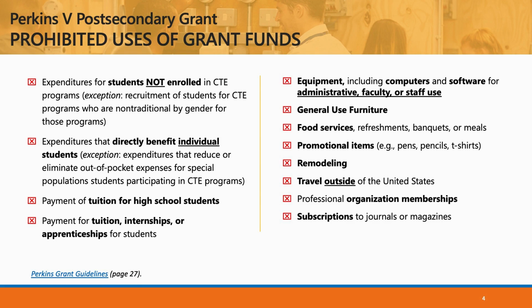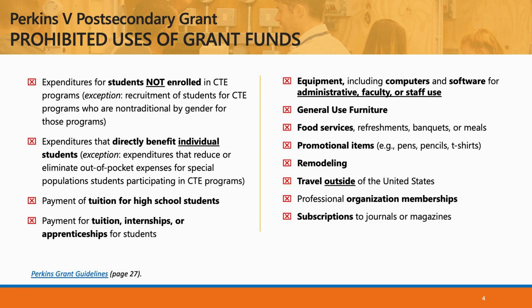Perkins 5 is also very specific about what expenses cannot receive grant funding. Please check to ensure that your application does not include any of the following expenses. Your funding may be delayed or your application returned for revisions if you include any of these expenses. First, you may not include expenditures for students not enrolled in CTE programs. The one exception is recruitment of students for CTE programs who are non-traditional by gender for their programs.